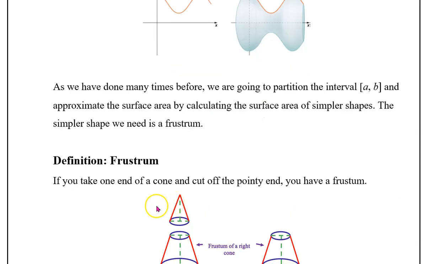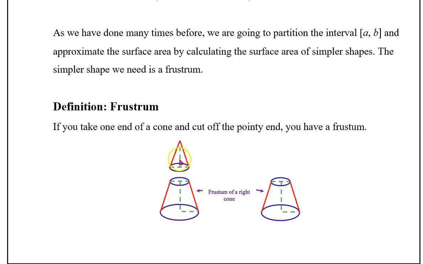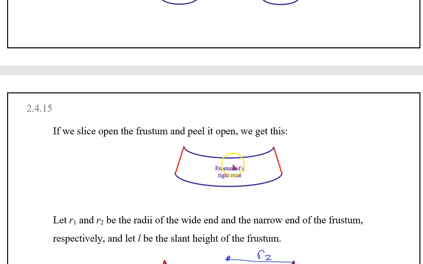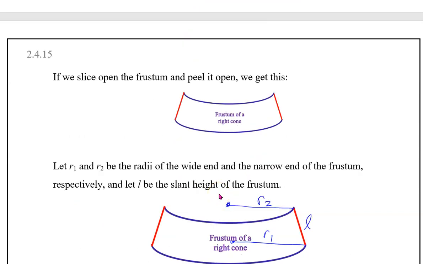The frustum looks like this. When you're taking the frustum of a right cone, it's basically taking a right cone and chopping off the pointy end of it, and that gives you something that looks like this. To my mind, these often look like some of the yogurt cups that you see in the grocery store. They have this particular shape. Now what we want to do is slice the frustum along one edge and peel it open to get this.